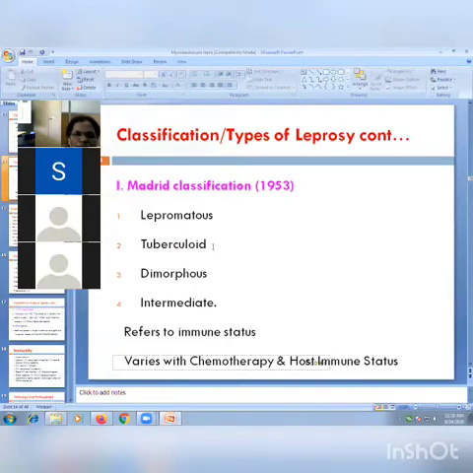In tuberculoid leprosy, the number of bacilli is less. Some patients, after starting the treatment of anti-leprosy drugs, can shift from lepromatous to tuberculoid by increasing the immune status of the person. So this classification depends only upon immune status. Dimorphous means in between these lepromatous and tuberculoid leprosy. Intermediate is also there, we cannot differentiate these.